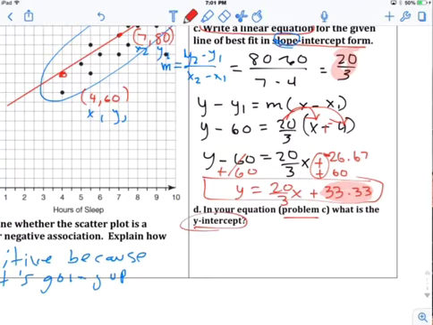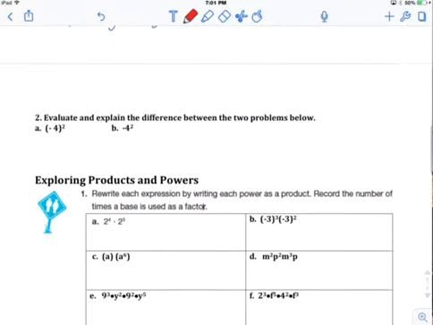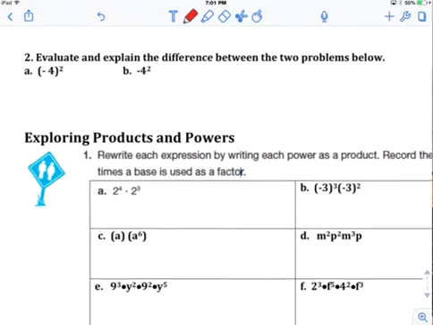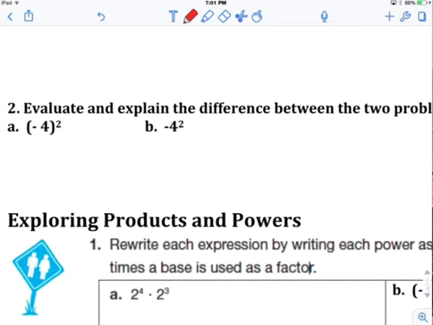The y-intercept is 33.33. Okay, make sure you know these things. Decide, evaluate, and explain the difference between the two problems. Okay, explaining for me, it's just showing your work.